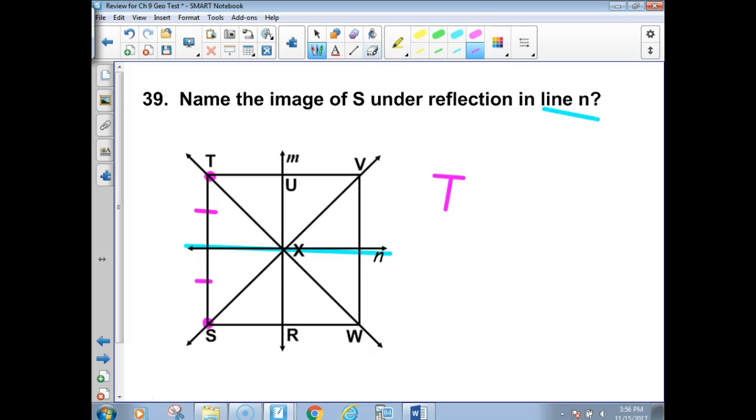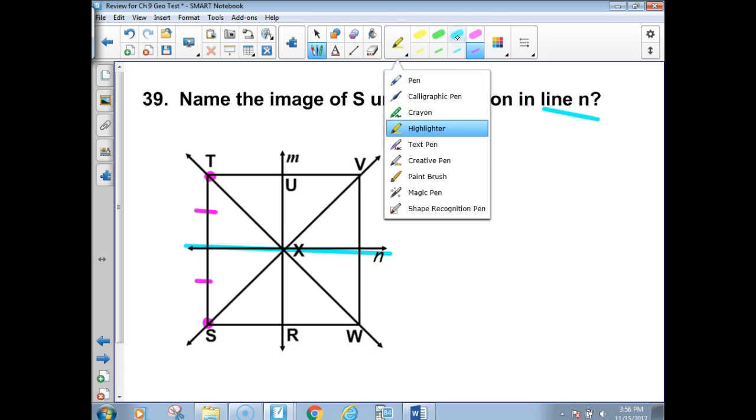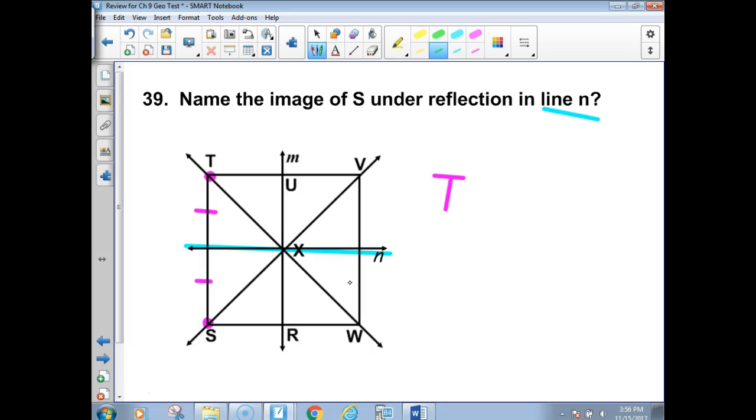Let me just make up a problem real quick for the test. What is the image of point T under a reflection in line SV? I'm making it up, and I'm not saying this is what's on the test. I'm just saying it could be a question. It's a legitimate question. Where would T have gone if it went over that line? It has to go directly over it at a right angle. So it'd be at W.